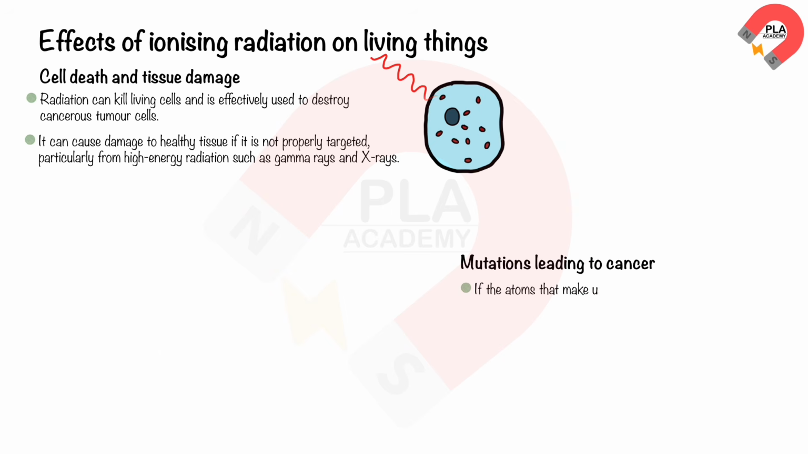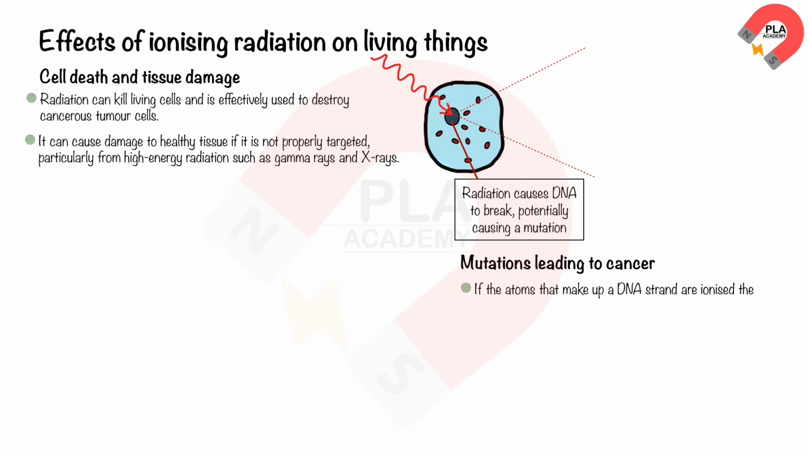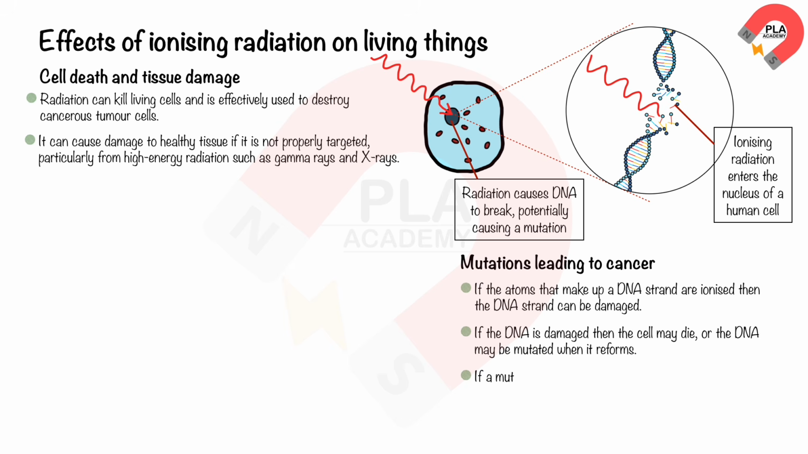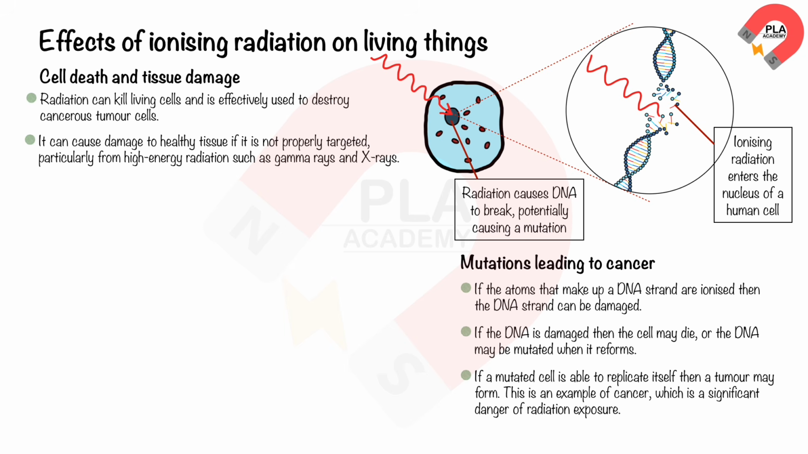Mutations leading to cancer. If the atoms that make up a DNA strand are ionized, then the DNA strand can be damaged. If the DNA is damaged, then the cell may die, or the DNA may be mutated when it reforms. If a mutated cell is able to replicate itself, then a tumor may form. This is an example of cancer, which is a significant danger of radiation exposure.